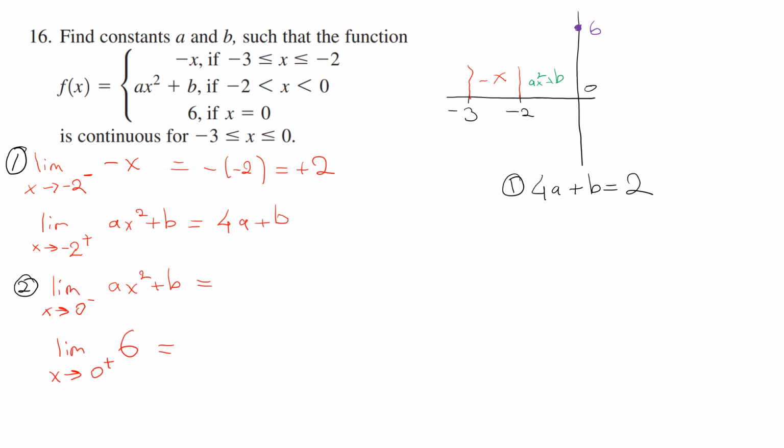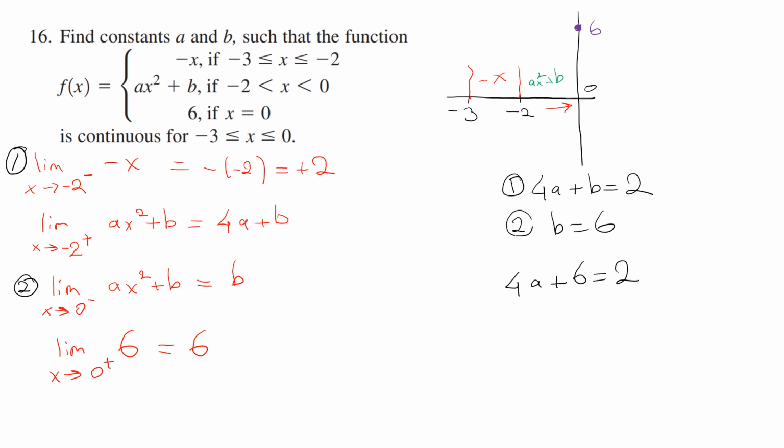So for the second one, I said the left side would be ax squared plus b, because for it to be approaching 0, it comes from here. Therefore, when you plug in 0 for x, you would end up with b. And the second one, because it's a constant, is just going to be 6. And you just need to equate them to each other. So my second equation is so much easier. It's just b equals 6.